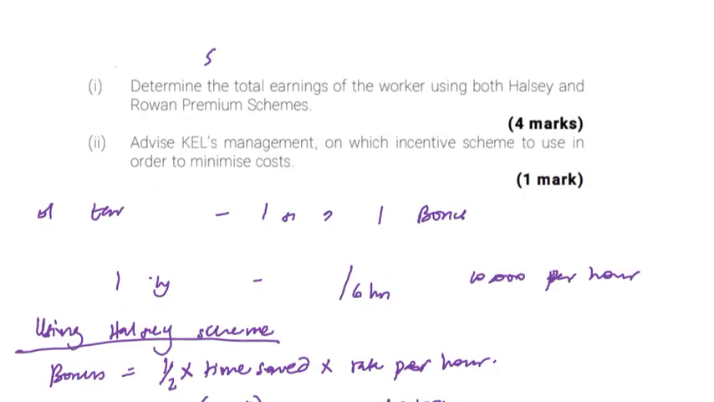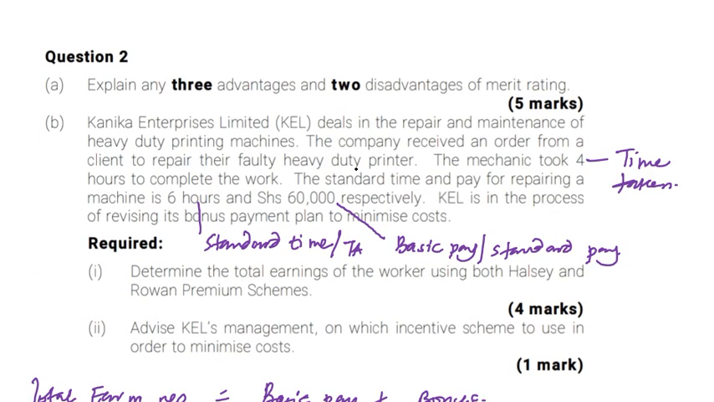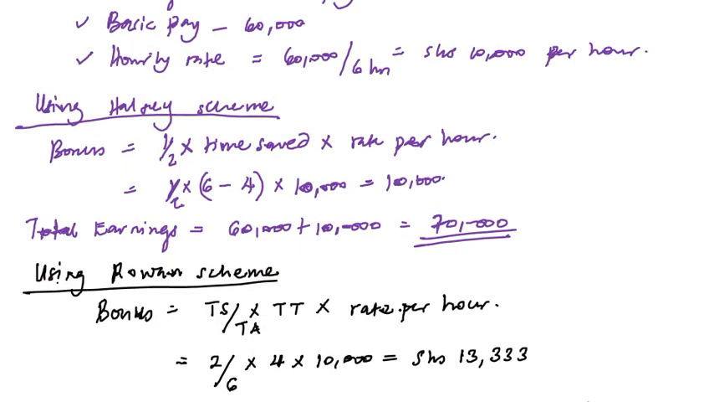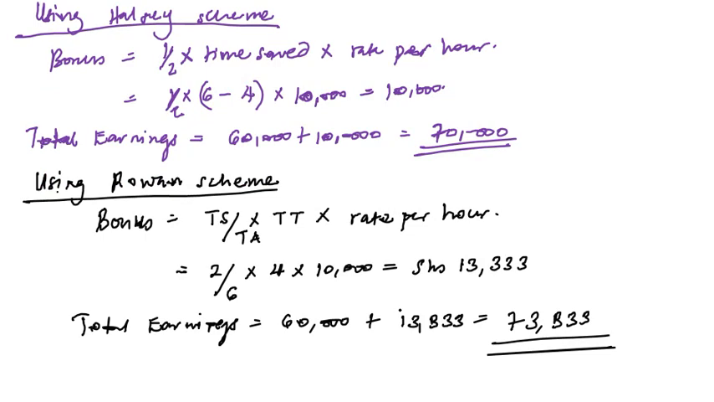Then there was part B of the question. Advise KEL management on which incentive scheme to use in order to minimize costs. Now, if you look at the computations here, if you are to select a scheme which will minimize costs, of course, that will be the Halsey scheme. Why? Because if I want to minimize costs, look at the earnings the mechanic receives. Under Halsey, they receive 70,000. Under the Rowan scheme, they receive 73,333. So the bonus under Halsey is 10,000, but the bonus under Rowan scheme is 13,333.